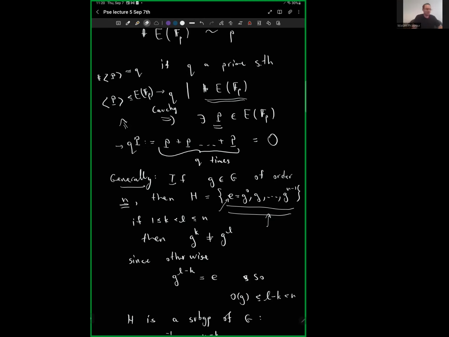Sorry, shouldn't it be P to the power of Q instead of Q to the power of P? You mean here? Yeah. Here, this is in additive notation. Of course, in multiplicative notation, I would write P to the power of Q. This would mean P times P times P, Q times. But in additive notation, I write QP, to mean P plus P plus P, Q times. Ah, okay, got it.